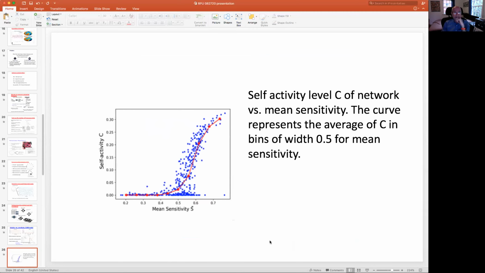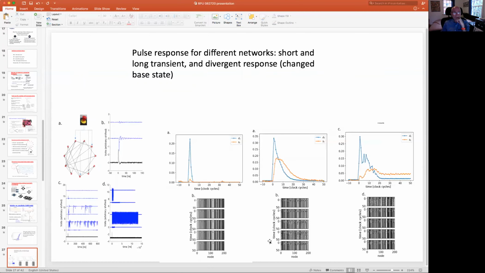So here's another study Liam Shaughnessy did, with self-activity in a large number of different random networks as a function of the mean sensitivity. And again, we see at low sensitivities, low self-activity. And as we pass through around 0.5, the self-activity level jumps up notably. Now, I want to point out there's a fairly large scatter when you randomly generate different reservoirs. Some will be more active and some less active. And that's something we'll come back to and discuss a little bit later.